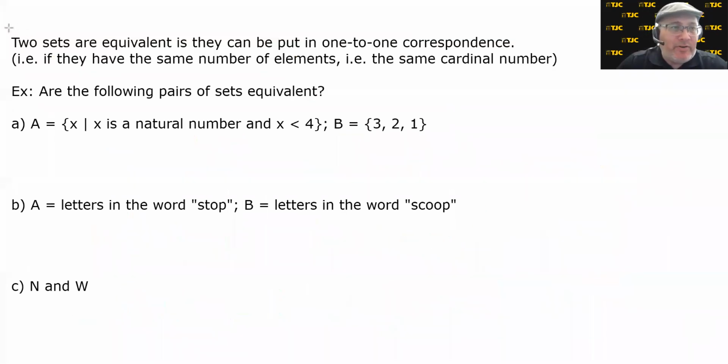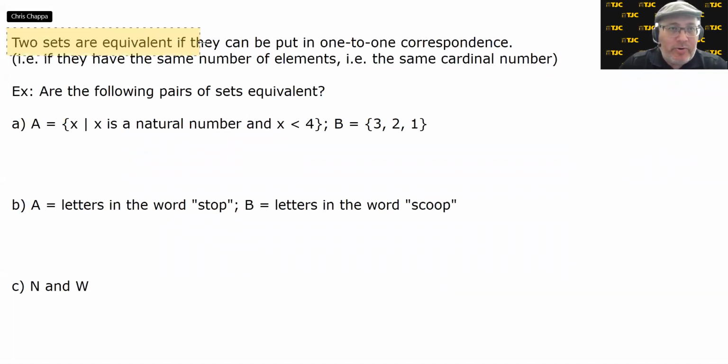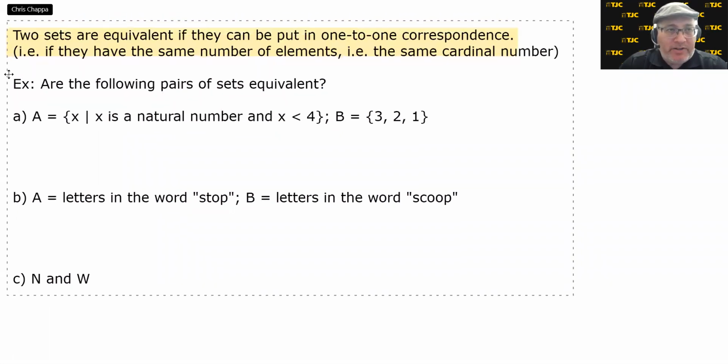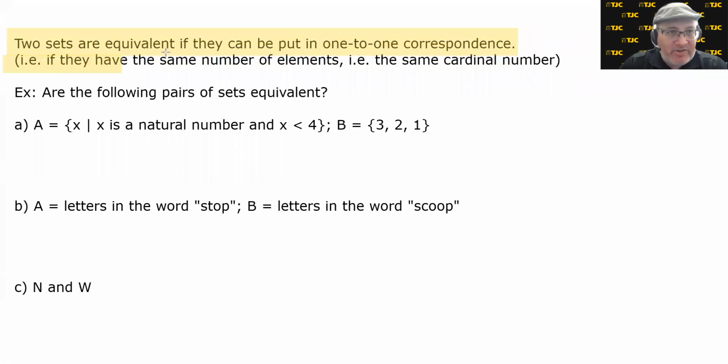Two sets are equivalent if, I'm going to fix that, it's going to bother me. So let's do that again. Two sets are equivalent if they can be put in one-to-one correspondence. Now, if you think about it, one-to-one correspondence pretty much just means that they have the same number of elements. But that's the same as saying that they have the same cardinal number.